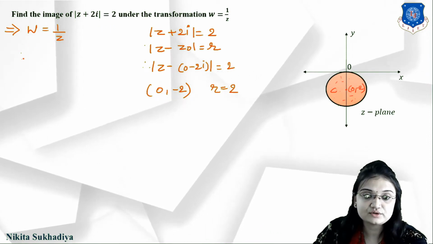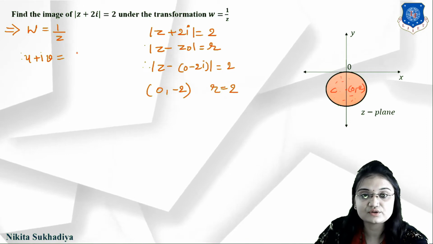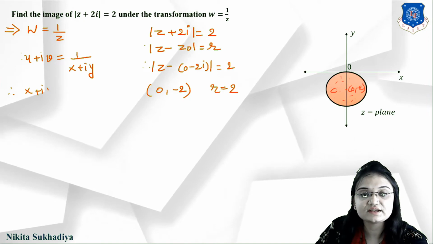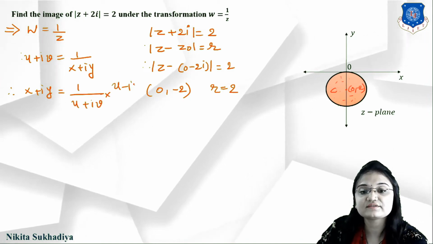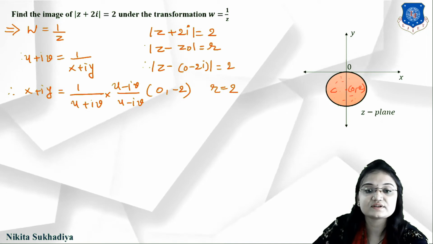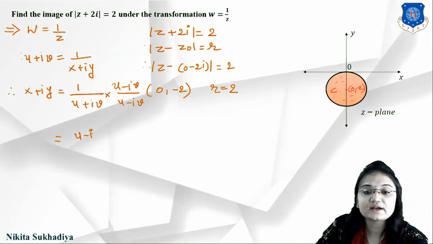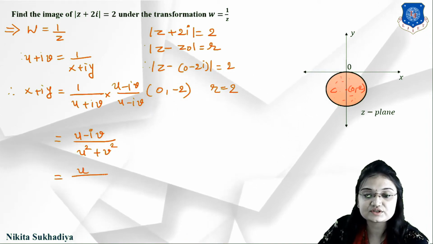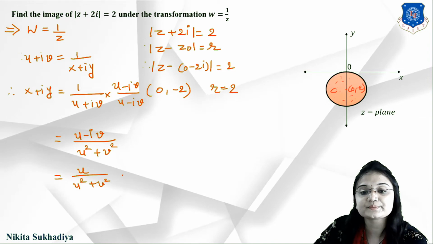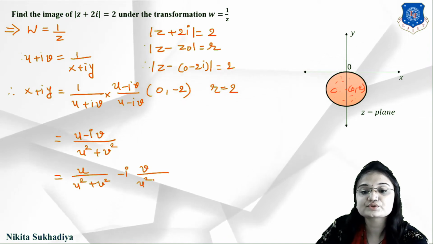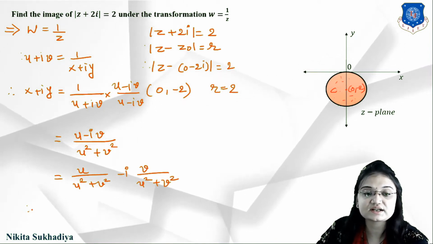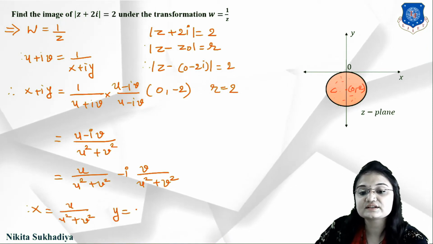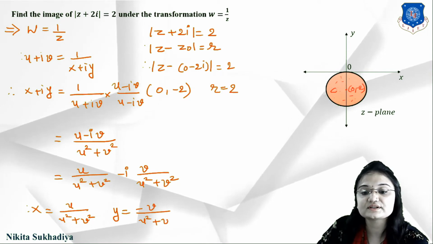So here we have w = u + iv = 1 upon x + iy. Okay, so by multiplying x + iy with u - iv and dividing by u - iv, this is nothing but (u - iv) upon (u² + v²). By separating it, this becomes u upon (u² + v²) minus iv upon (u² + v²). So we can say that here x = u upon (u² + v²) and y = -v upon (u² + v²).